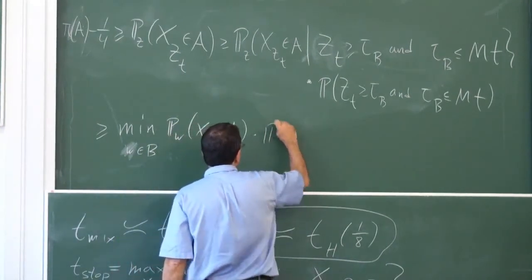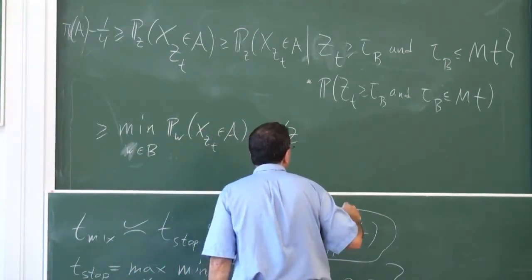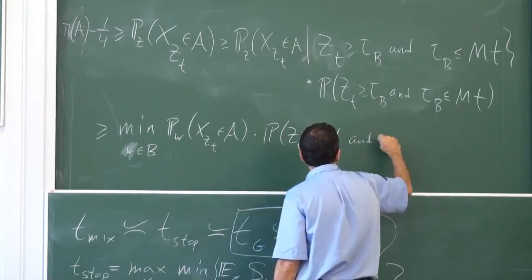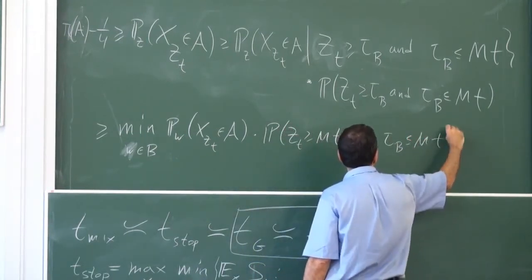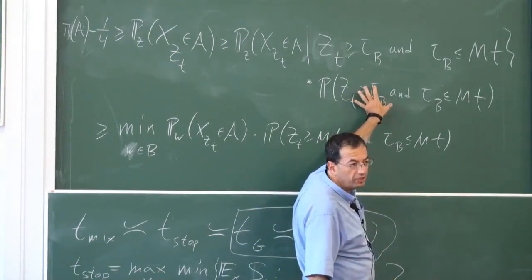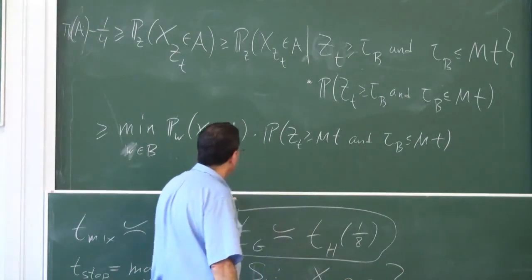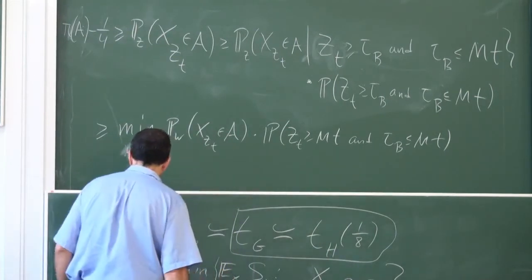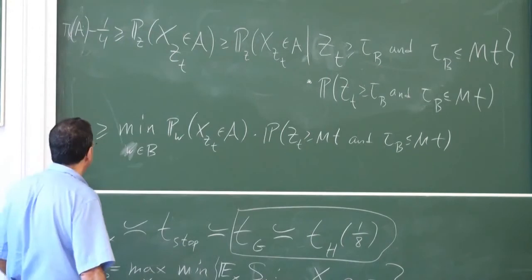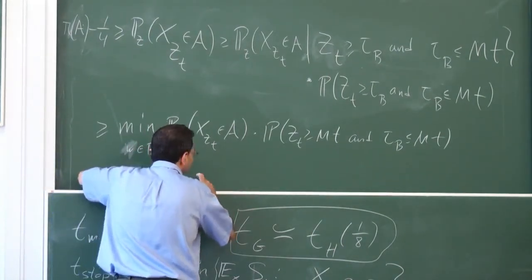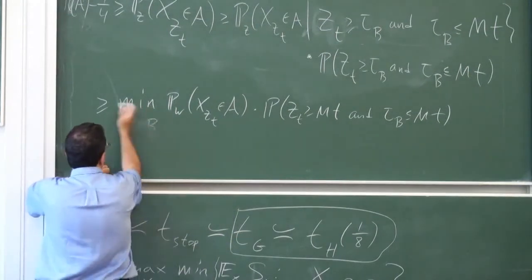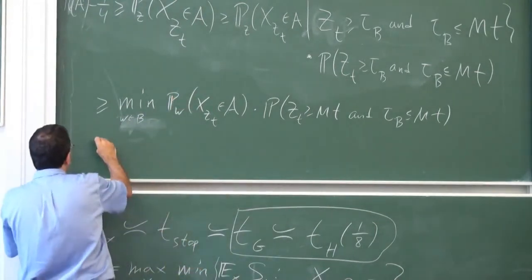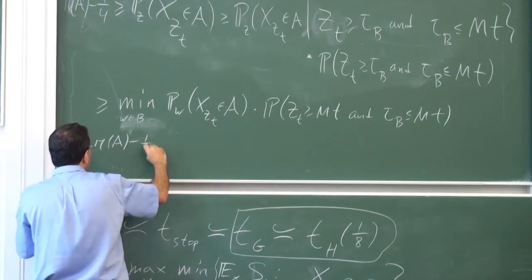And then the second term we will bound by the probability that Z_t is bigger than mt and tau_B is less than mt. Note that this event is a sub-event of the previous one, so this inequality certainly holds. Now this probability we can bound below by pi of A minus 1/8 because of the definition of the set B.